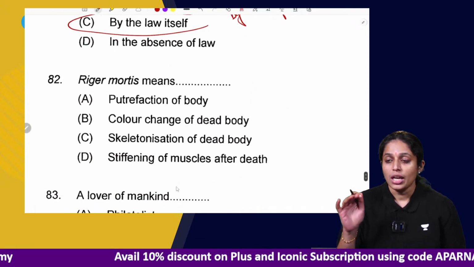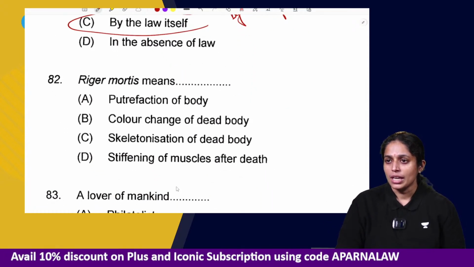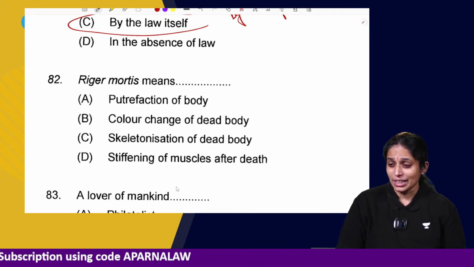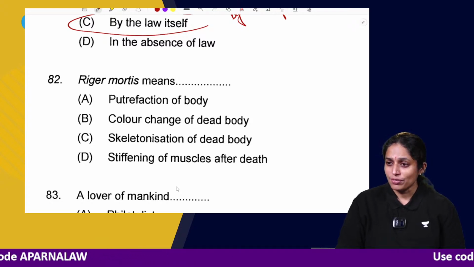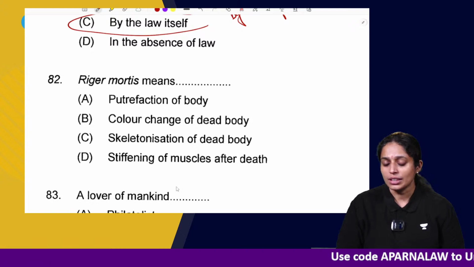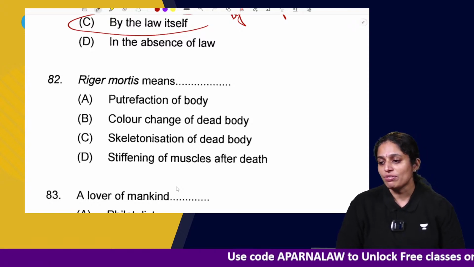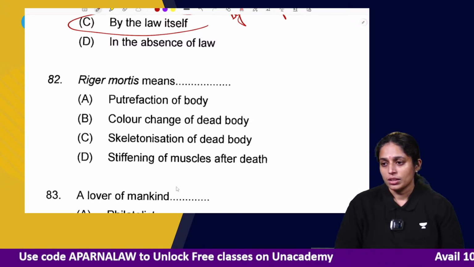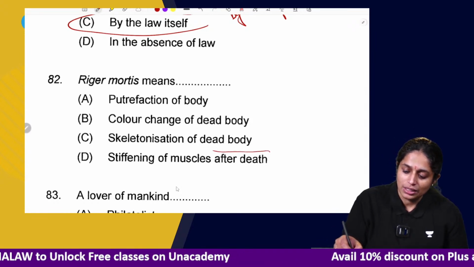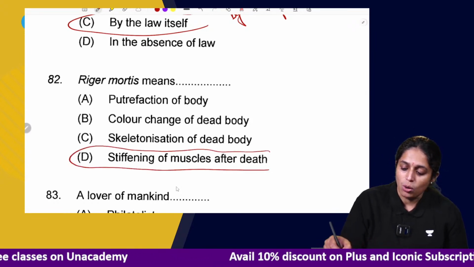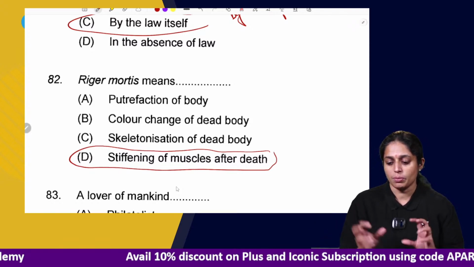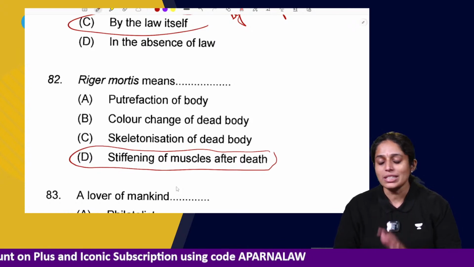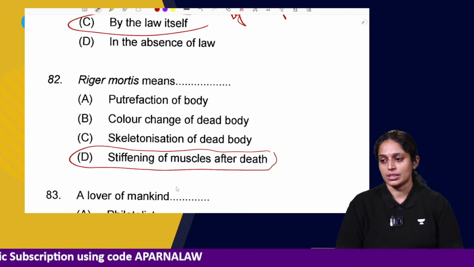Next, 82nd question. Rigor mortis. Rigor mortis means A, putrefaction of body. B, color change of dead body. C, skeletonization of dead body. And D, stiffening of muscles after death. Rigor mortis is one of the key factors in post-mortem. Based upon this, they will determine the time of death, like how much the muscles have become stiffened. Depending upon that, this much time has elapsed after death. So likewise they calculate. That is known as rigor mortis.